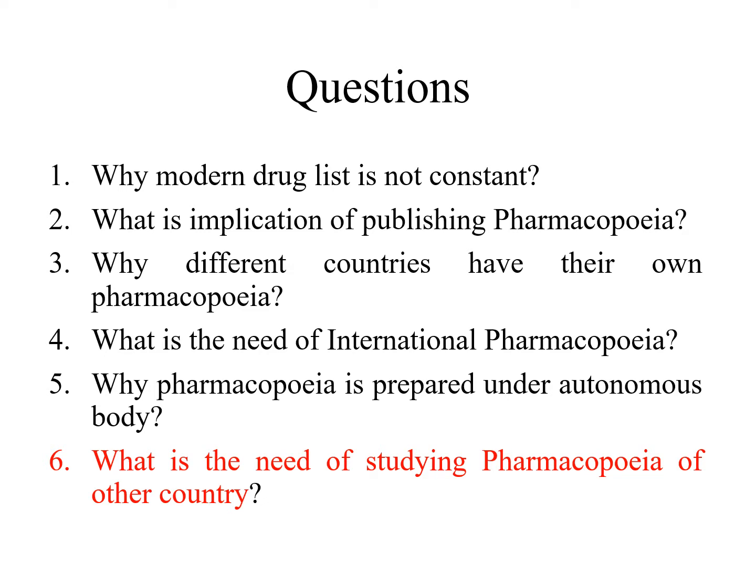Why do different countries have their own pharmacopoeia? Question number 4, what is the need of an international pharmacopoeia? Question number 5, why is the pharmacopoeia prepared under an autonomous body? Then, what is the need of studying the pharmacopoeia of other countries?